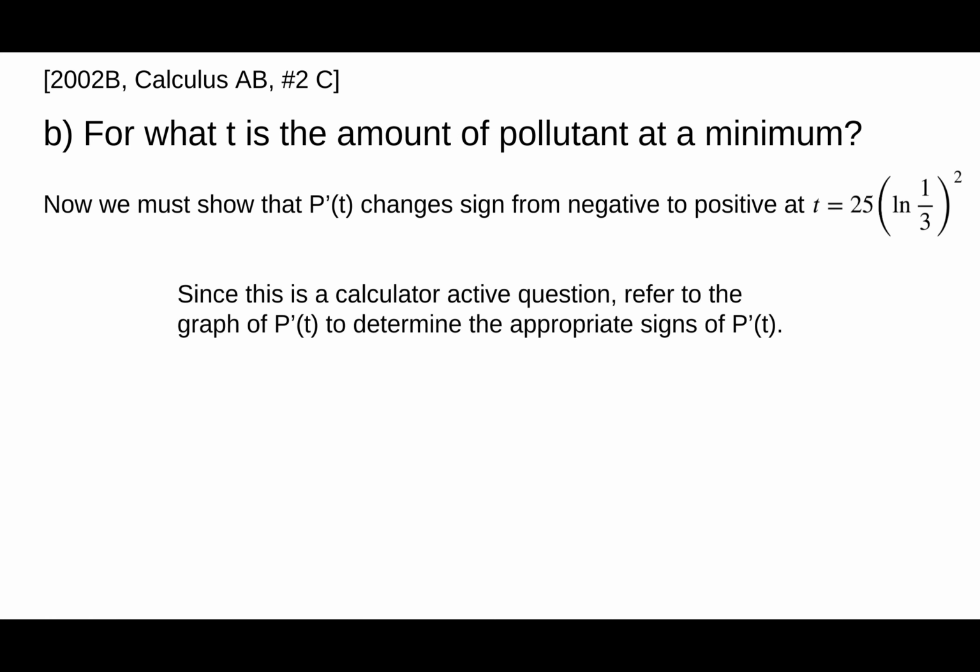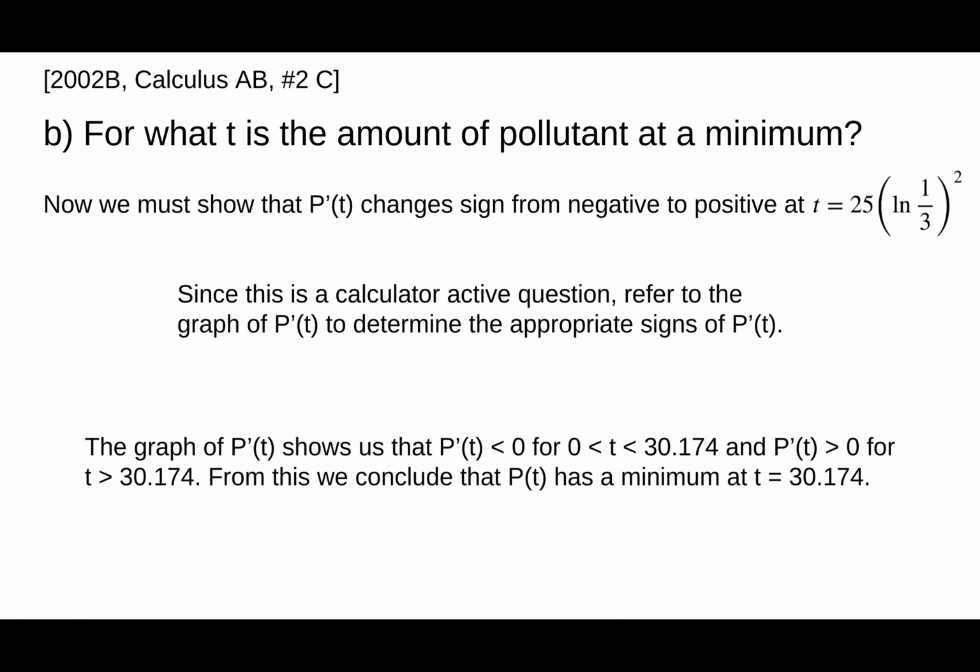Since this is a calculator active question, we can refer to the graph of p prime of t because we can produce that on our calculator. All right, so if we graph p prime of t on our calculator, we should be able to tell visually whether or not it changes from negative to positive or positive to negative.